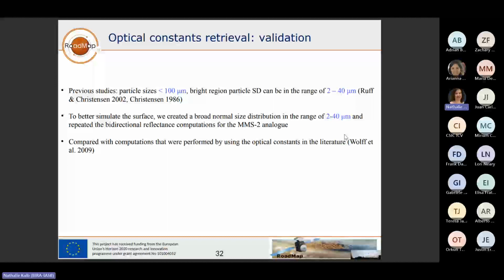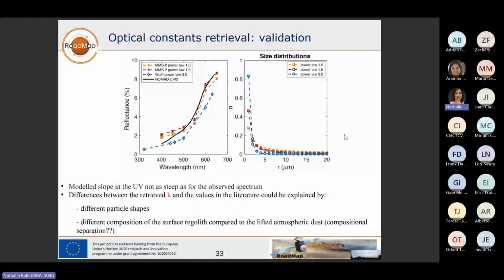And we repeated the bidirectional reflectance computations for the MMS2 analog that was the closest to the observed spectrum. And also we used some values in the literature to compare the computations. And here are the results. So I tried different power law indices.